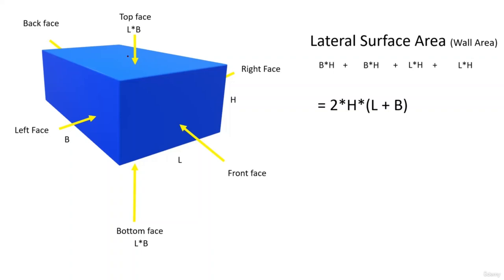So for the box, you have studied three things till now. You've studied the volume, L into B into H. You've studied the total surface area, twice of LB plus BH plus LH, and we have also seen the lateral surface area or the wall area, twice of H into L plus B. Okay, let's go on to the next part, guys.